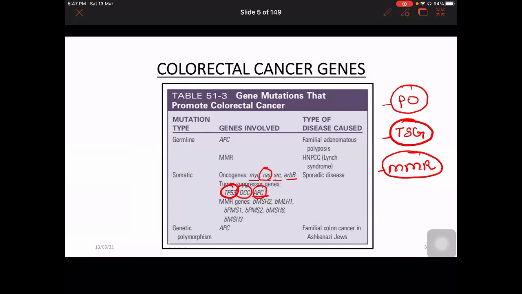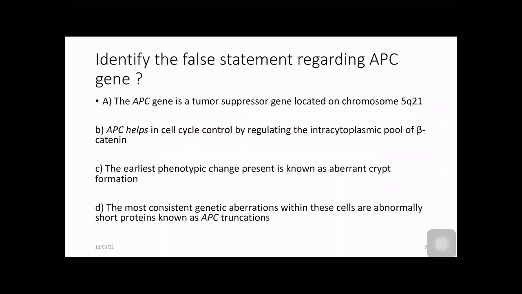So basically, there are three types of genes. One is the proto-oncogene, of which KRAS is the most common, followed by the tumor suppressor genes, the most common of which are APC and P53. And the MMR genes, we have an array of genes, which are MSH2, MLH1, PMS1, and MSH6. So let's take one by one.